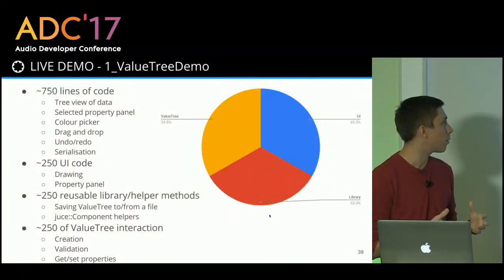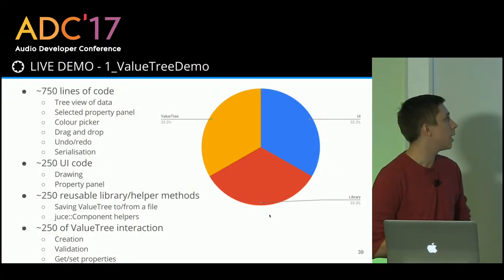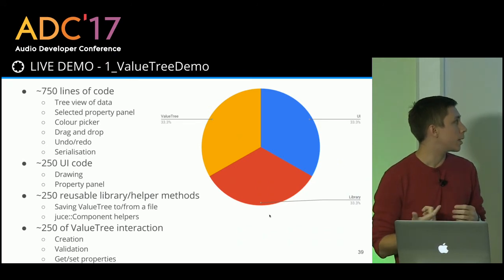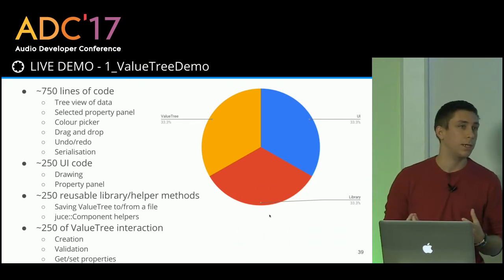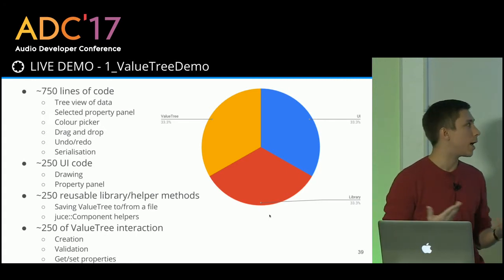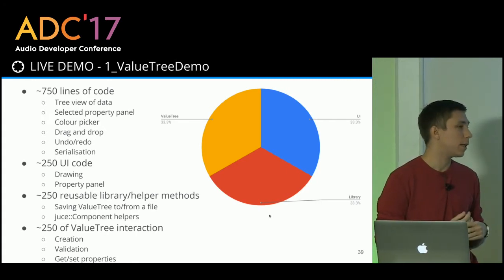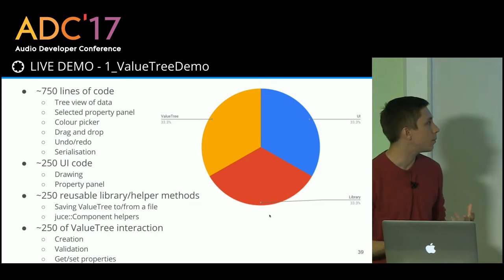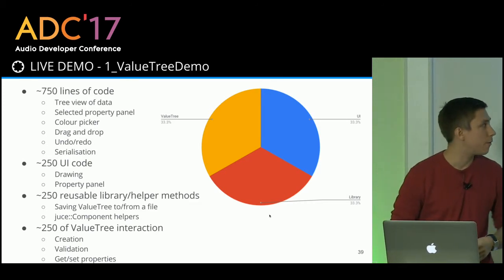So if we break that app down, we've got about 750 lines of code, and that 750 lines of code includes the tree view of the data, that's the UI thing, the selected properties panel. It includes the color picker, the drag and drop, and undo, redo, and serialization. And specifically those last three things are really full-featured app functionality. They're quite time-consuming to do normally, but we get them with little to no effort here.